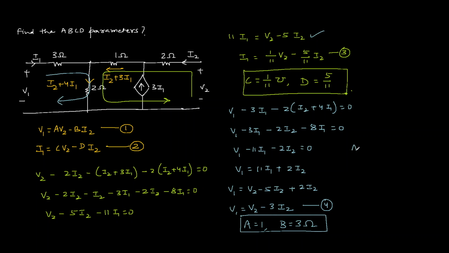So the ABCD parameters or ABCD matrix for the given two-port network is 1, 3, and then 1 over 11 and 5 over 11. So that's how we find the transmission parameters or ABCD parameters for the given two-port circuit.